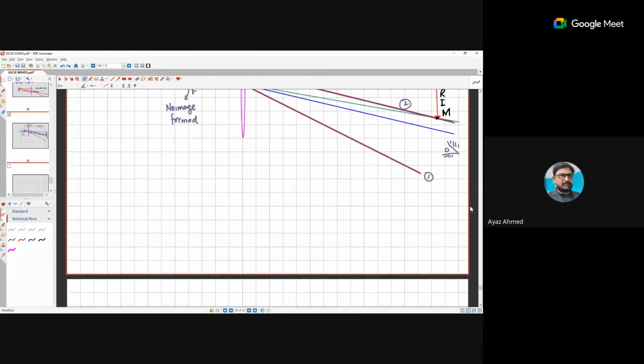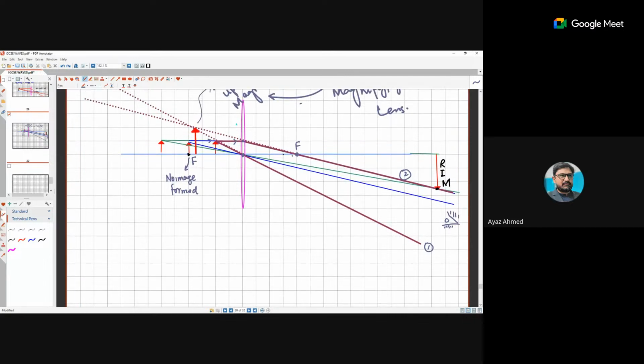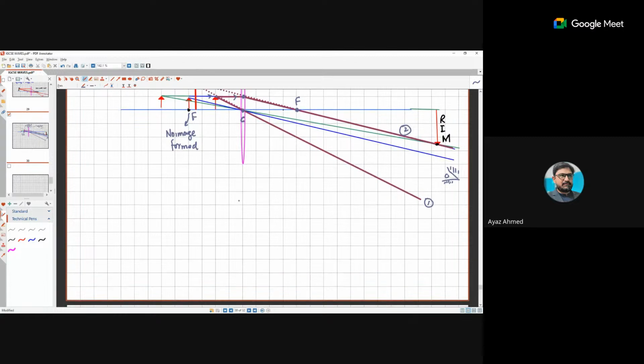What you have to do, you have to join the principal focus and this point and draw the ray, and then this point, and if the image is given, join the head of the image, and where this ray is intersecting, draw the object there. And if the object is given, join the optical center and head of the object, and where the rays are intersecting, there the image will be. Okay? Yeah, this is a very important thing to know.